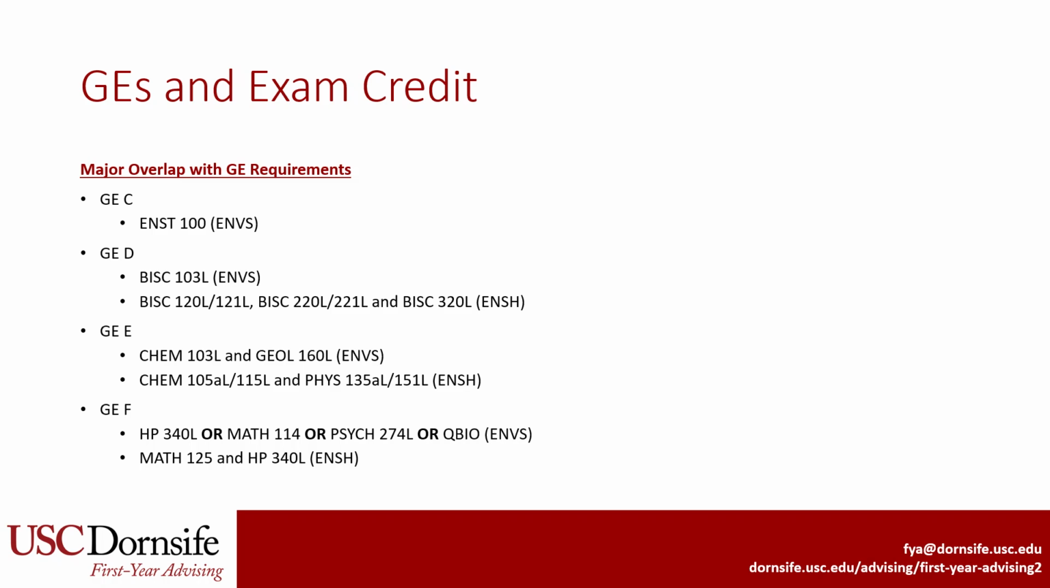For ENVS and ENSH, some of the major requirements overlap with GE requirements. For environmental studies majors, GE C can be satisfied when you take ENST 100. For both ENVS and ENSH, GEs D, E, and F can be fulfilled by the biology, physical science, and calculus or statistics courses that are required for both majors.